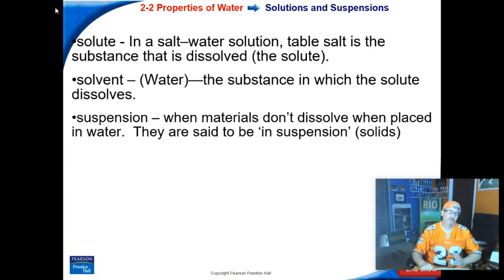Solvent: water is the solvent. So whatever is doing the dissolving, and because water is polar, again, it can do a lot of dissolving.